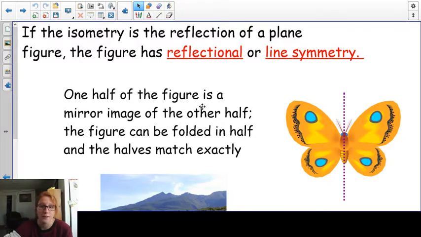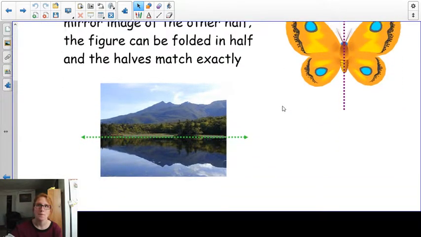If it is a reflection, then it's called reflectional or line symmetry. So for example, if you cut a butterfly in half, you have reflectional or line symmetry down the middle. Same thing with this picture of a mountain. If you are looking at the water line to the actual mountains, it has reflectional symmetry.